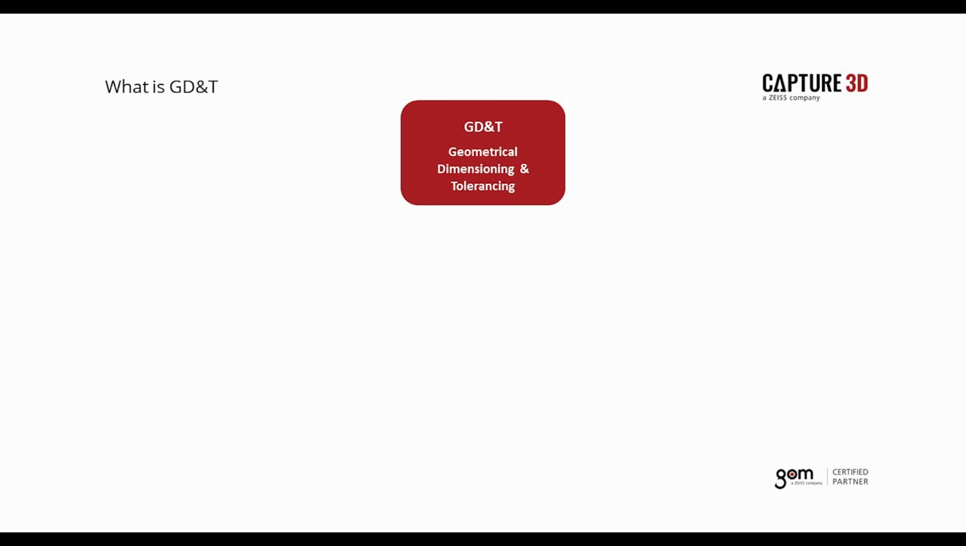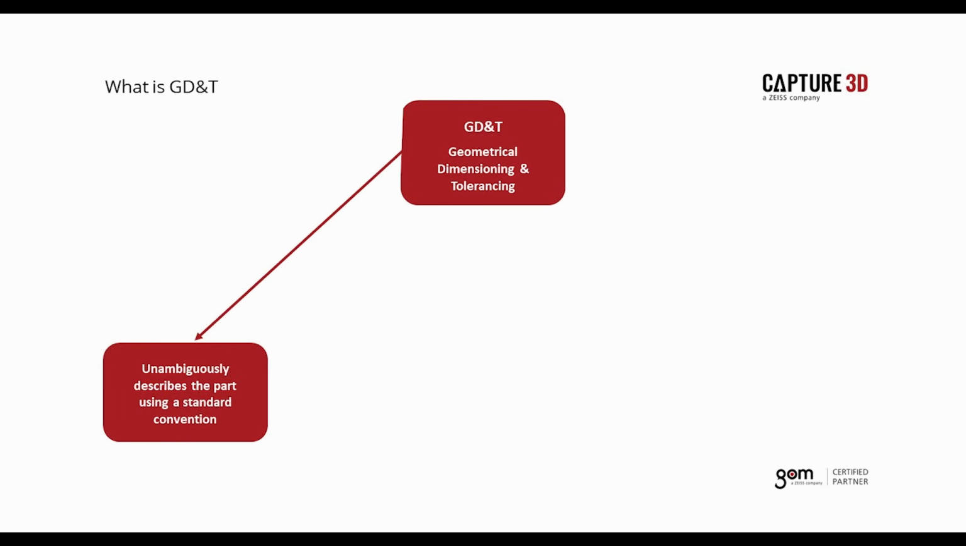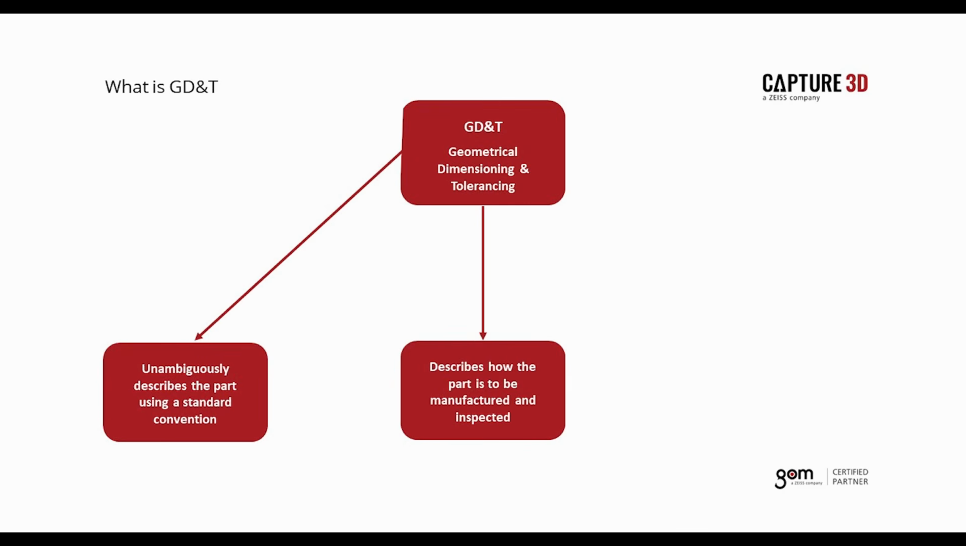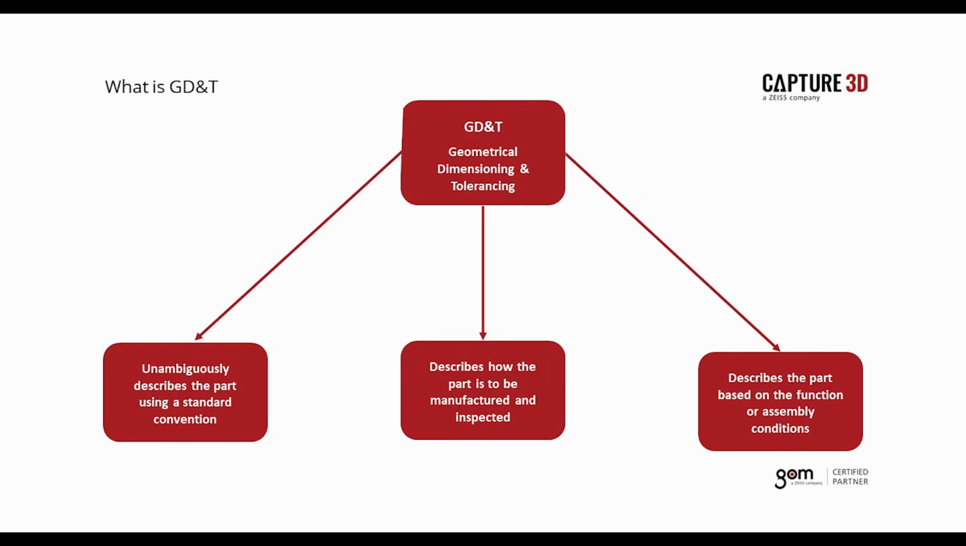So what is GD&T? GD&T stands for Geometrical Dimensioning and Tolerancing. GD&T is designed to unambiguously describe the part using a rigorously defined standard. It describes how the part is to be both manufactured and inspected, and it describes the part based on the function or assembly conditions of the part.